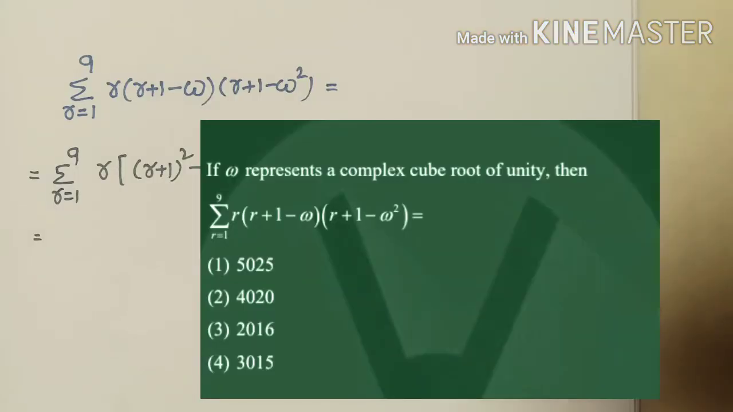First problem: if omega is a complex cube root of unity, then sigma r equals 1 to n of r into (r plus 1 minus omega) into (r plus 1 minus omega square) is equal to what? The options are 5025, 4020, 2016 and 3015.